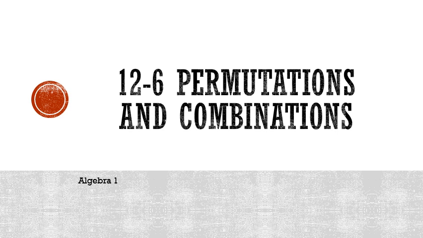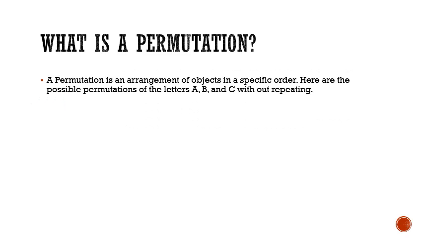Alright, ladies and gentlemen, this is 12.6 permutations and combinations, part 2. So we're going to start off with what is a permutation? A permutation is an arrangement of objects in a specific order.